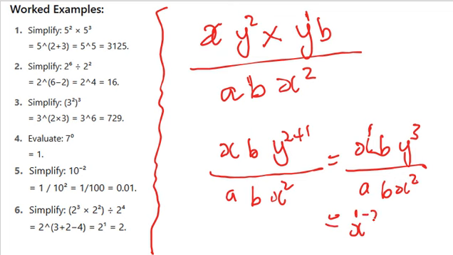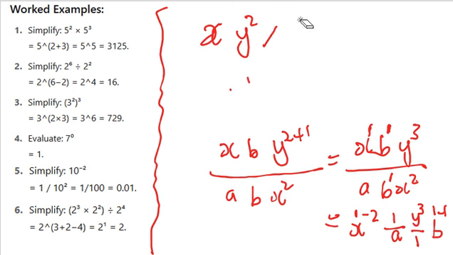What about a? It doesn't have any friend on top, so we're gonna have 1 over a, put 1 on the top. What about y cubed? It doesn't have any friend below, so you're gonna have y to the power of 3 over 1. What about b? Oh, b has a friend on top and below, so we check their exponents. Then we apply the quotient rule, then 1 minus 1, right?